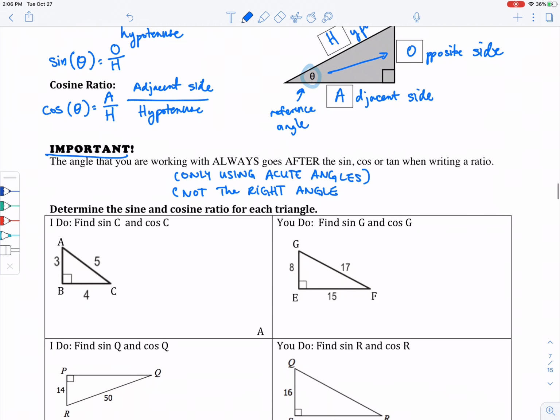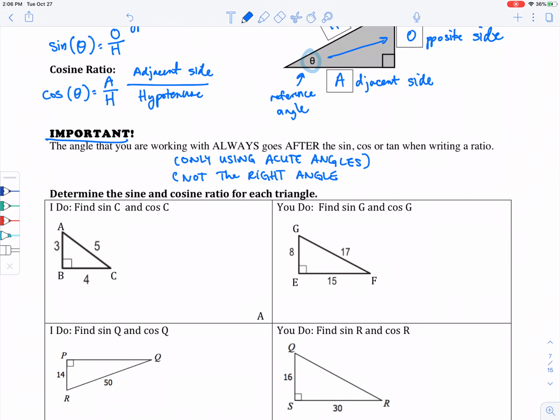Okay, so we'll do a couple together. For the first one, it says we're looking for sine and cosine. So we'll do sine first, and they're both referring to C. Okay, so I'm going to mark C, and we're going to again label, like we did the tangents, our opposite, adjacent, and hypotenuse. With our reference angle being C, 3 is opposite, 4 is adjacent, 5 is hypotenuse. Okay.